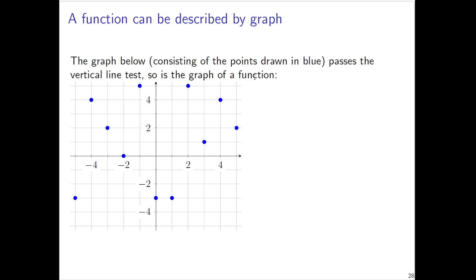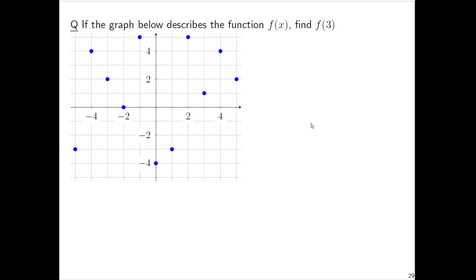So the graph below, just the points that are drawn in blue, not the axes, which just tell us where everything is anchored, but the points that are drawn in blue form a graph. And it happens to pass the vertical line test. Wherever you draw a vertical line, it either goes through one blue point or no blue points. You can never draw a vertical line that goes through multiple blue points. So this passes the vertical line test, and so it's the graph of a function. It's a function that's described using a picture instead of using a formula.